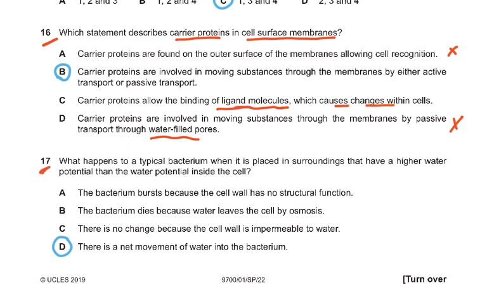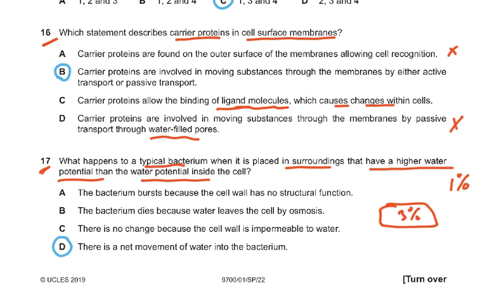Question 17. What happens to a typical bacterium when it is placed in surroundings that have a higher water potential than the water potential inside the cell? So this is a bacteria, and you have 1% solution outside which has a higher water potential, and inside is a 3% cytoplasm. So there is going to be a net movement of water into the bacterium. You have to understand, bacterium has a cell wall and a cell membrane.